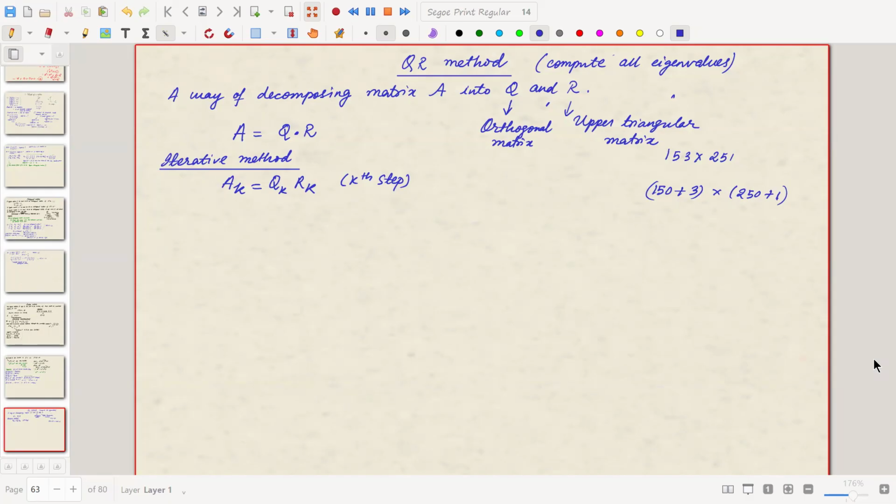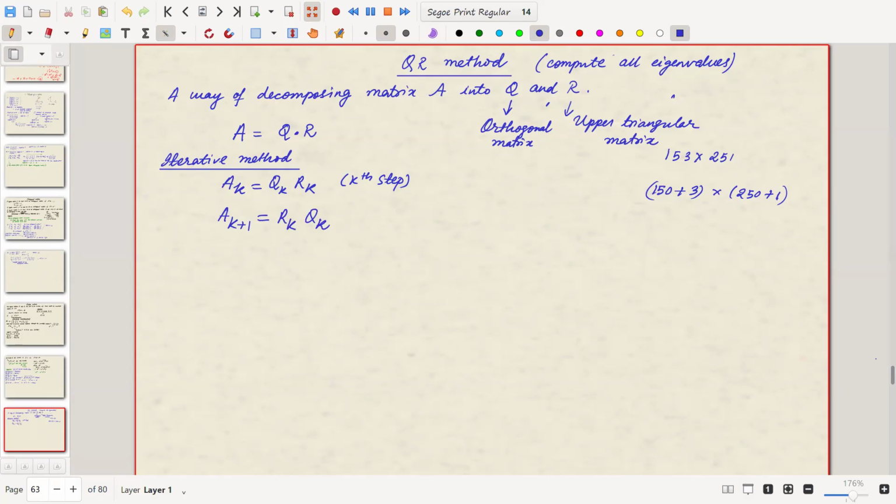Okay, then what should be the next step? A_(k+1). This is where you cannot predict. You might predict it to be Q_(k+1) into R_(k+1), but no. That's where the method comes into existence. It will be the swap of the two multiplications. That is, it is R_k into Q_k.